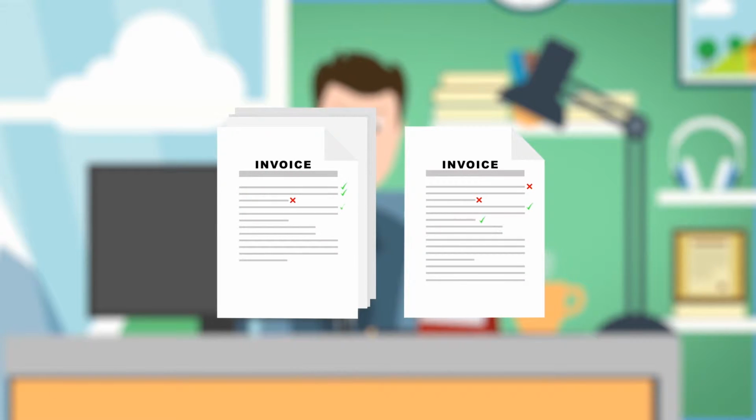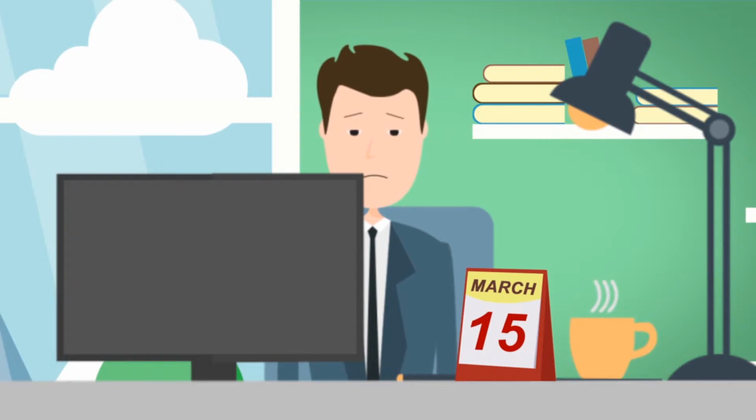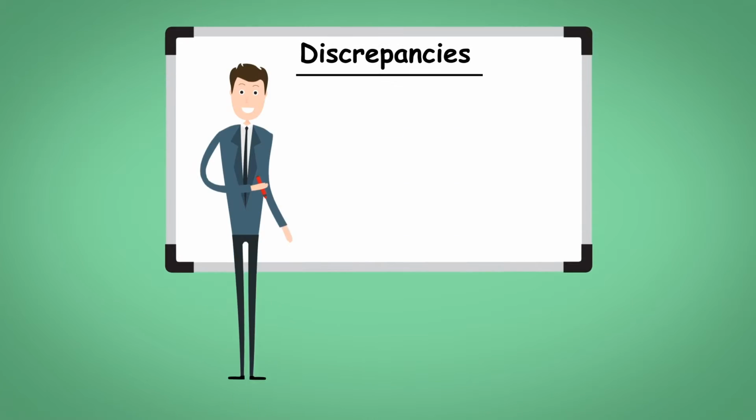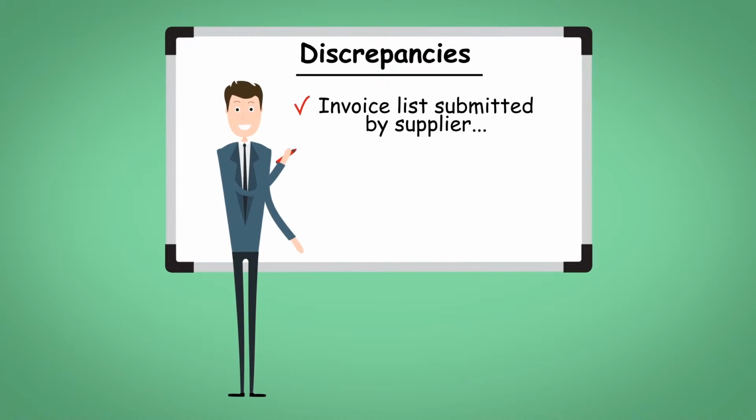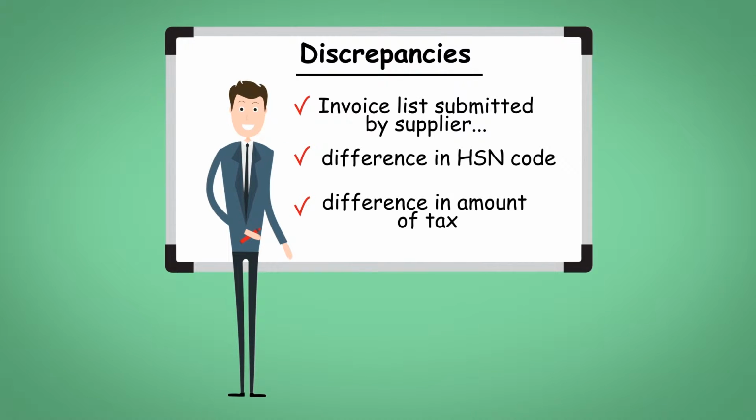Discrepancies of various types can arise. The invoice list submitted by the supplier and Lokesh does not match. There is a discrepancy in details provided by Lokesh and the supplier for the same invoice. Difference in HSN code, difference in amount of tax, etc.